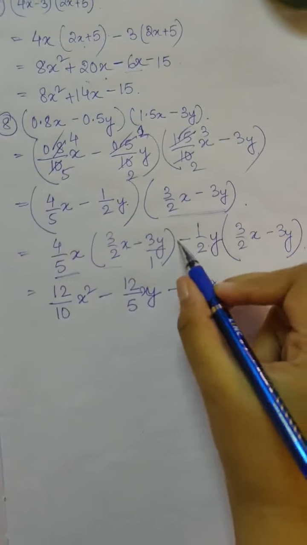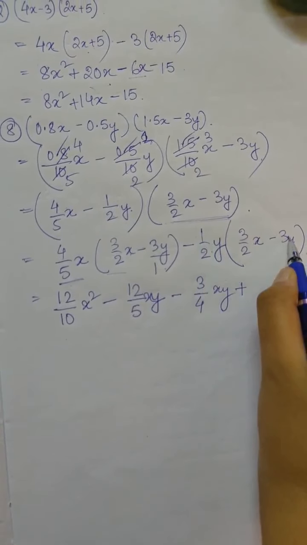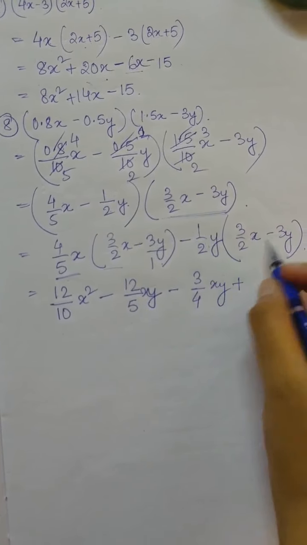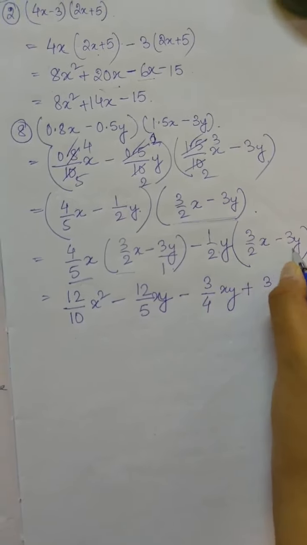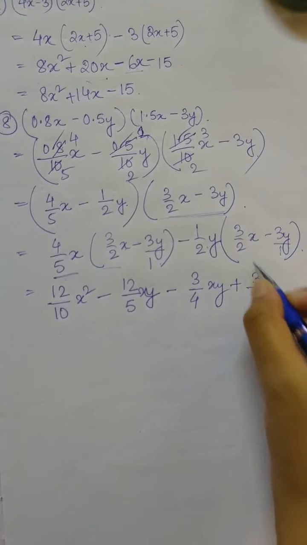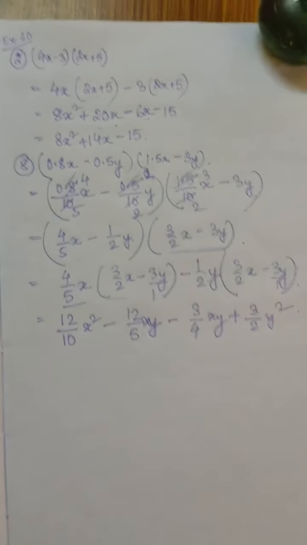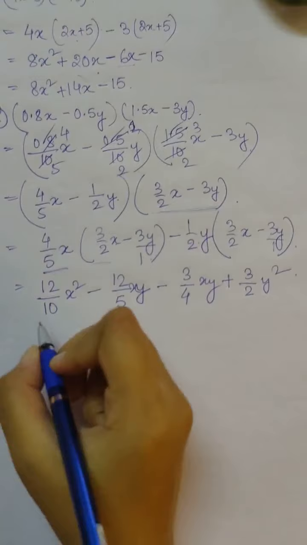Now next, minus and minus becomes plus. And there we have 1 in the numerator and 3 in the numerator. So 3, nothing in the denominator, so 1. So 2 into 1 gives us 2. Then y into y gives us y square. So these are the 4 expressions we are getting.